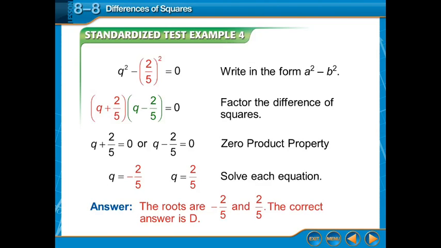Right, and so again, here we are. The roots are negative 2/5 and positive 2/5. So when q is negative 2/5, then y is 0. And when q is positive 2/5, y is 0. So the correct answer is D.